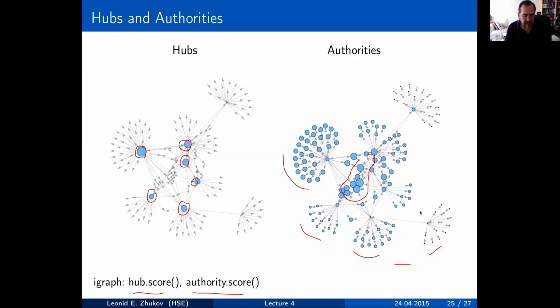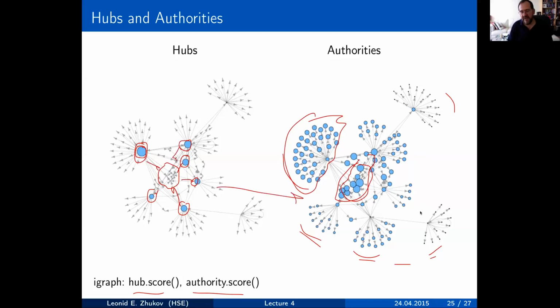And there is a different scale here. These nodes seem to be more authoritative than others based on the fact that they're pointed to by, say, this node that has very high hub value. And these guys in the center do not have any sort of hub value, but they have very high authority value because there are a bunch of hubs here pointing to that.